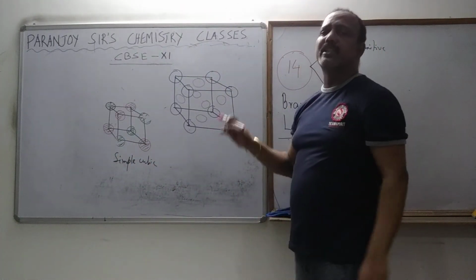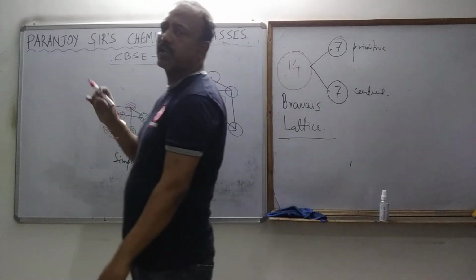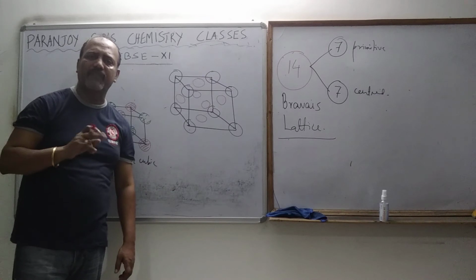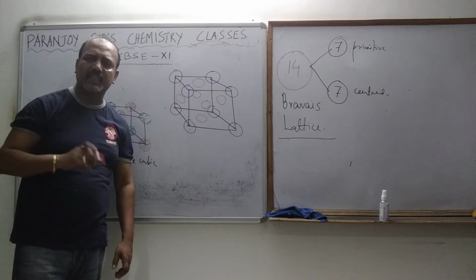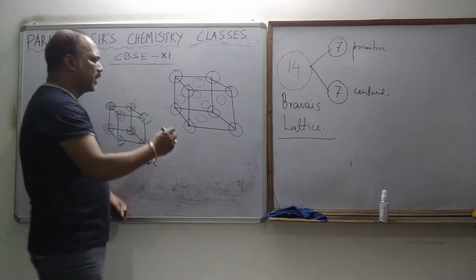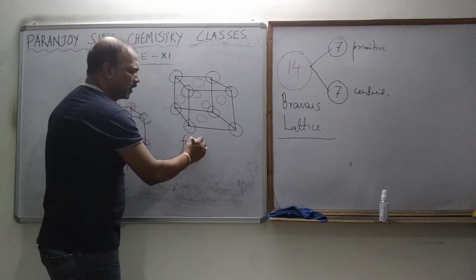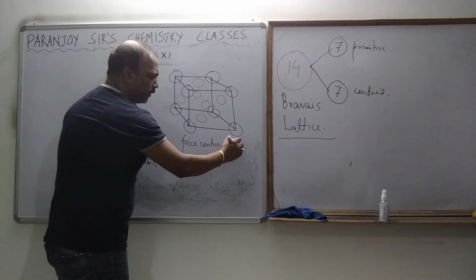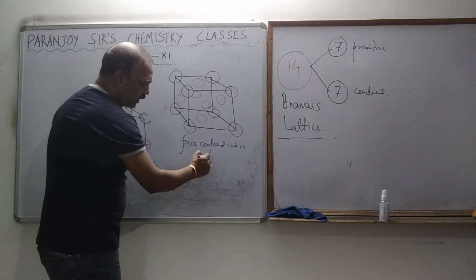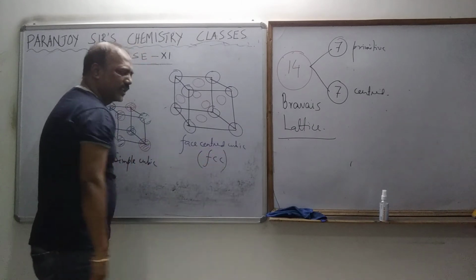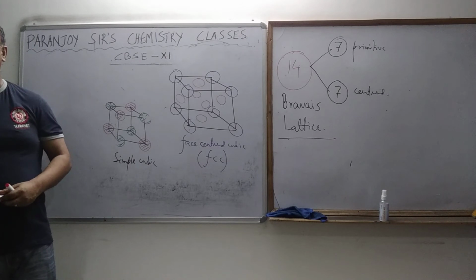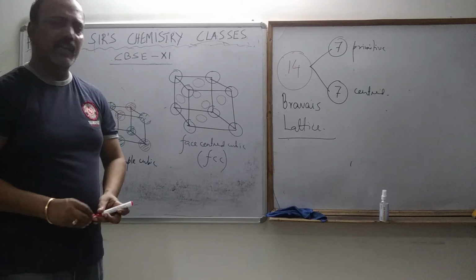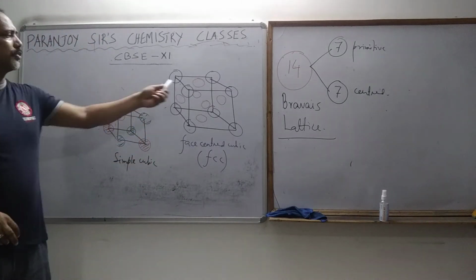Yes, if the unit cell is like this, where the lattice points are present at the corners as well as at the center of the faces, then we call it a face-centered cubic unit cell, or in short, FCC. FCC unit cell, face-centered cubic unit cell. Okay, fine. As I told, 3 main types, and these are 2 of them.